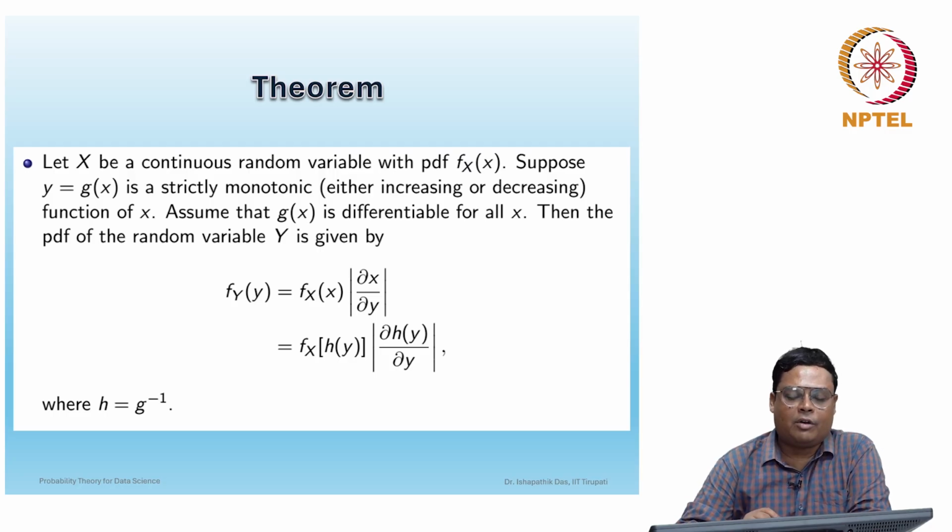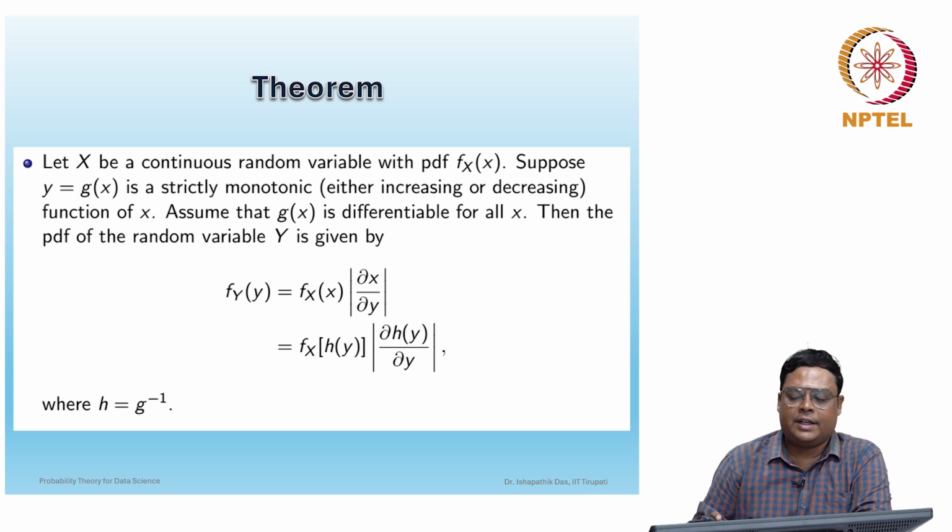Let X be a continuous random variable with probability density function f_X(x), and suppose Y = g(X) is a strictly monotonic, either increasing or decreasing, function of X, and also assume that g(x) is a differentiable function of x. Then we can directly find the probability density function of Y from the probability density function of X by this formula. So let us discuss this.